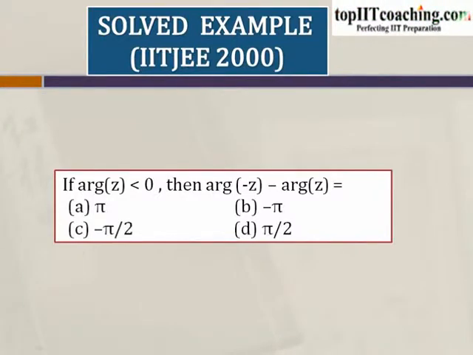Let's solve an IIT problem that appeared in 2000 and which is based on the concept of argument of complex numbers. This problem says that if argument of z is less than 0, then the argument of minus z minus argument of z is equal to: option A is pi, option B is minus pi, option C is minus pi by 2, and option D is pi by 2. So here we have an IIT problem in which it is given that the argument of z is less than 0, and we have to find the value of argument of minus z minus argument of z, and we have been given the 4 options.